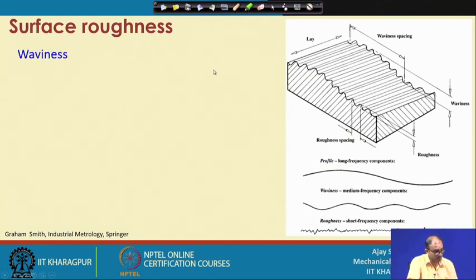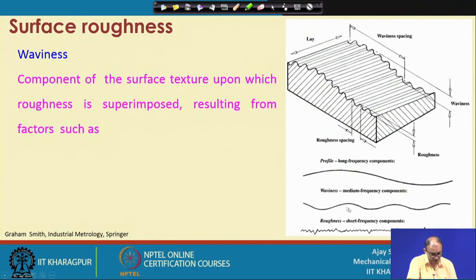Now, coming to the same operation, but it is waviness. Now, what is going to happen with the waviness? Waviness is the component of the surface texture upon which the roughness is superimposed. So, roughness is located here, right. So, roughness is superimposed over the waviness.